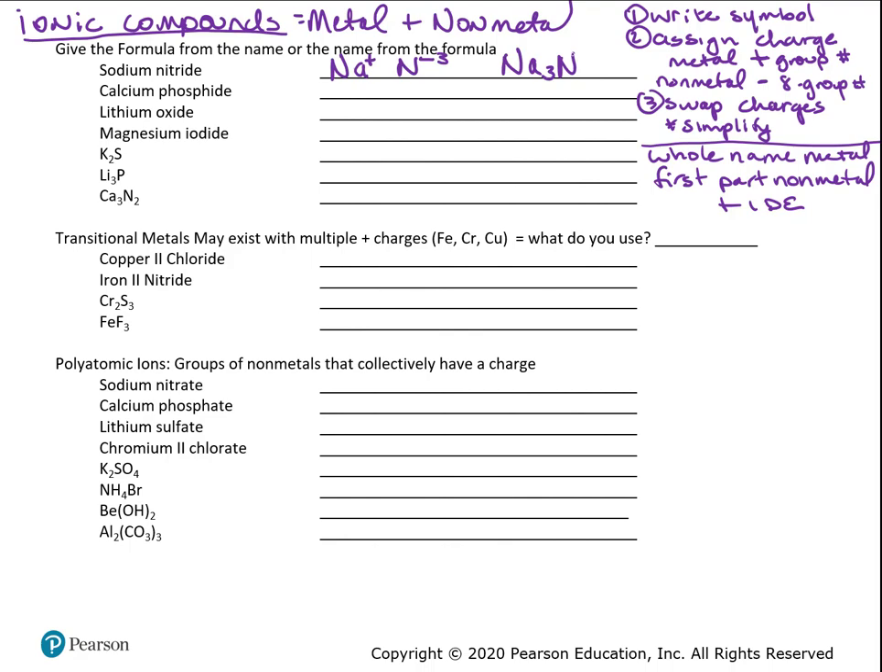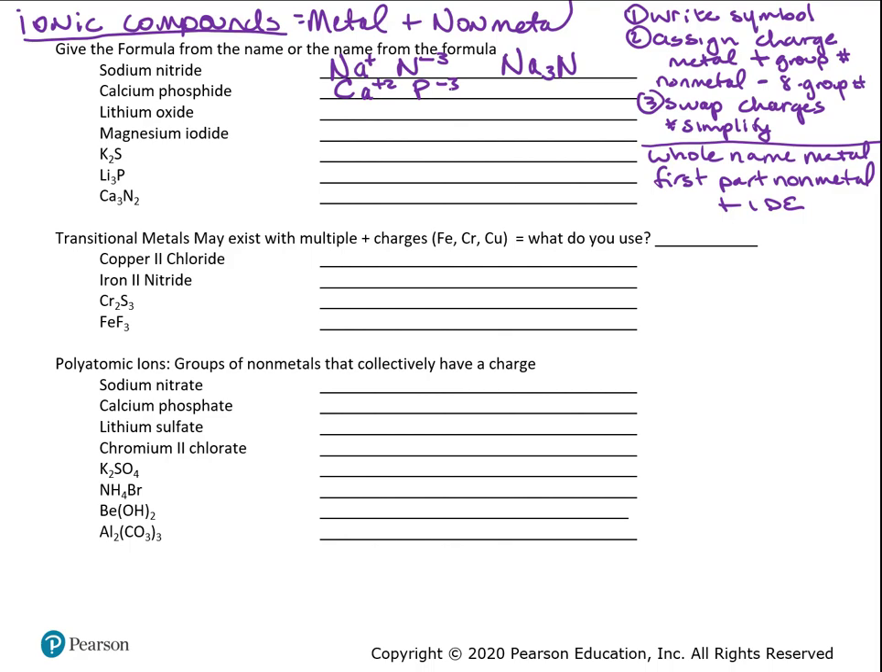Calcium phosphide. Calcium is what? And what's its charge? +2. Okay? Keep the plus and the minus. Make sure that you indicate that. Don't just put a 1 or a 2 because that doesn't tell you if it's positive or negative. Phosphide, what are you going to put? What's the symbol? P. And its charge? -3. You put -3 or 3 negative, that doesn't make a difference, exactly the same.